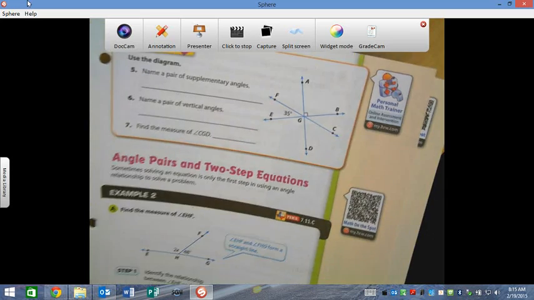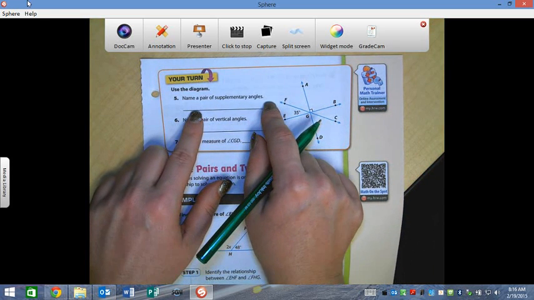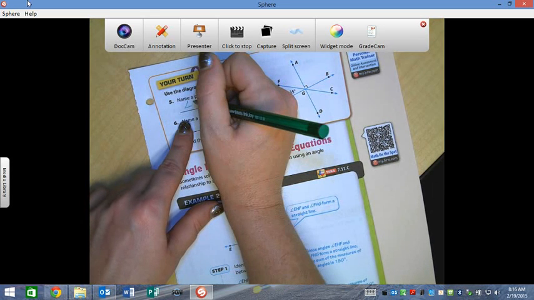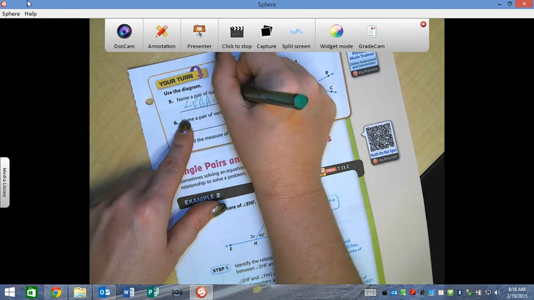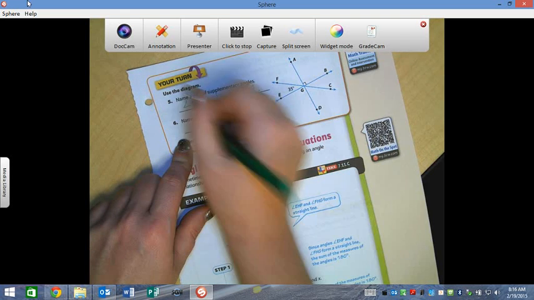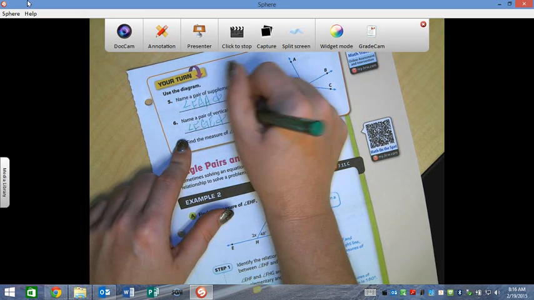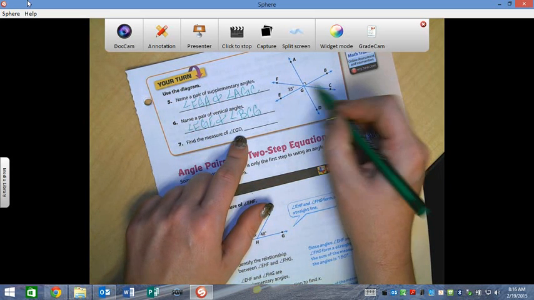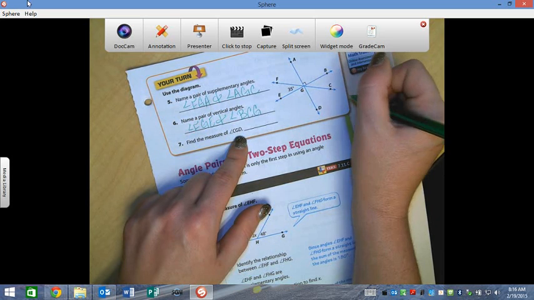Alright, so next page, we've got a your turn. So once again, pause your video, work out the your turns, and then when you come back, I will have my answers there. So for supplementary, I'm going to go with angle FGA and angle AGC. For a pair of vertical angles, the ones that are across from each other, I'm going to go with angle FGE and angle BGC. And then find the measure of CGD. That's the one that we are looking for.